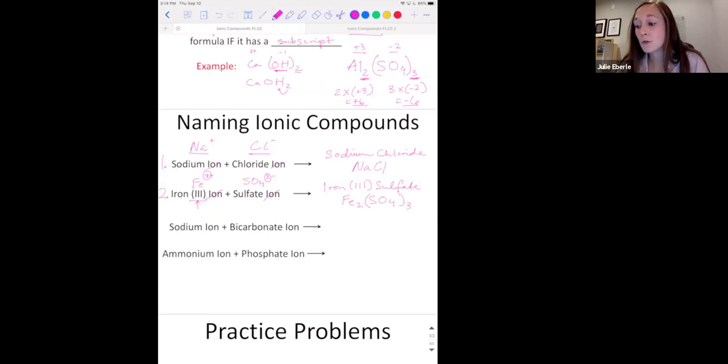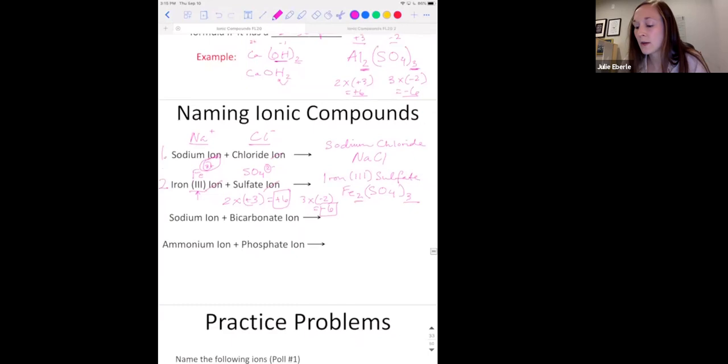Am I charge neutral? I'm going to do 2 times +3. That gives me +6. And then I'll do 3 times -2. And that gives me -6. Oh, what did I just write? Gives me a loop-de-loop. Okay, -6. +6, -6. Those add up to 0. I am charge neutral.